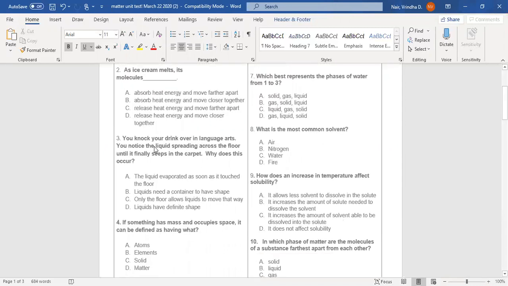Question number 3. You knock your drink over in language arts. You notice the liquid spreading across the floor until it finally seeps into the carpet. Why does this occur? So why is it happening? The liquid evaporates as soon as it touches the floor. You think so? I don't think so either. Liquid needs a container to have shape. Only the floor allows liquid to move that way. Liquid has a definite shape. So we know that liquid does not have a definite shape, right? So I can cross that out. And so I can cross out a couple of them and then get to my answer.